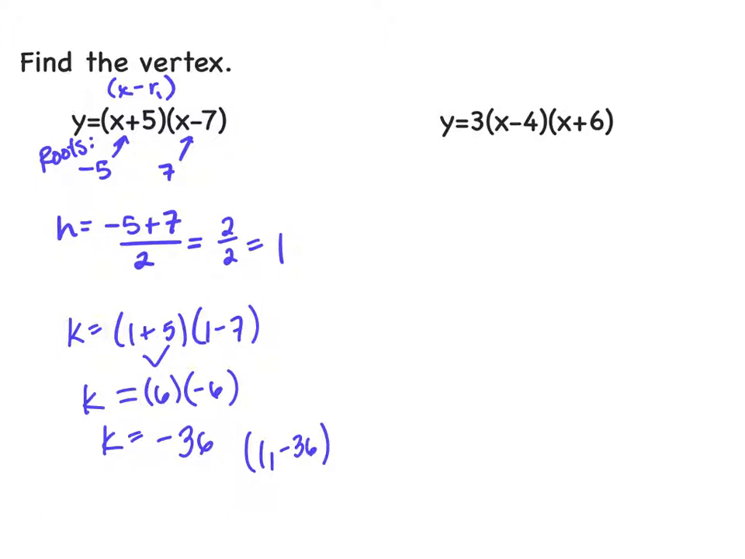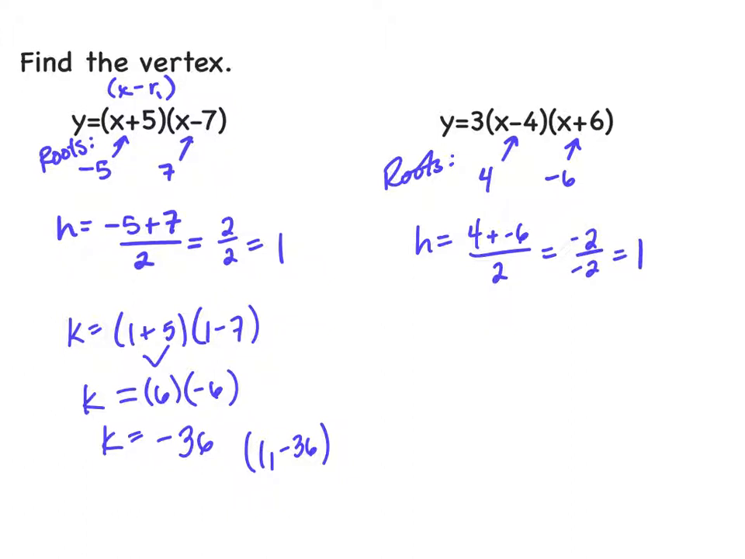For the second one, this 3 does not matter when you're finding your h value. It will matter when you're finding your k, so we'll talk about that in a few minutes. First off, my root here is going to be 4, and my root here is going to be -6. So let's average those to get our h value. 4 plus -6, or 4 minus 6, whatever your preference, divided by 2 equals -2 divided by 2, which equals -1.